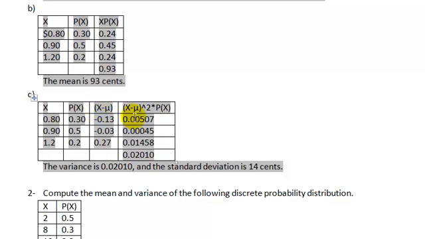So x minus mu squared times probability is 0.00507 for the first value. We get 0.00045 for the second value. We get 0.014558 for the third value. So in the end, we sum these three numbers up. We get 0.0201. So the variance is 0.0201, and the standard deviation is 14 cents.